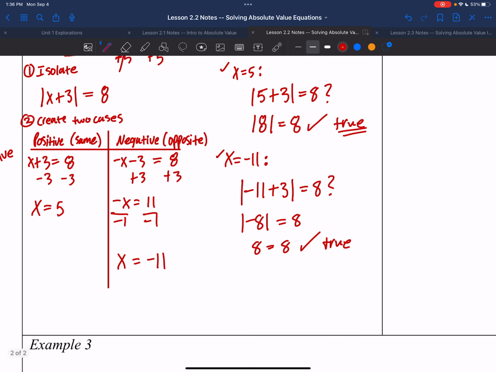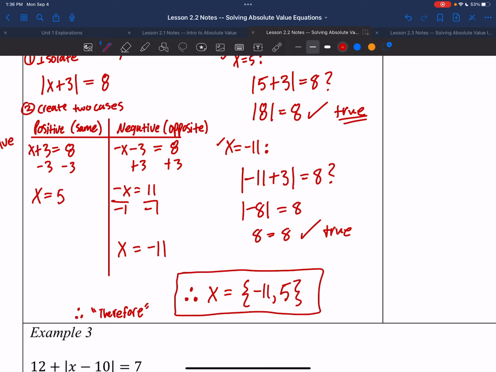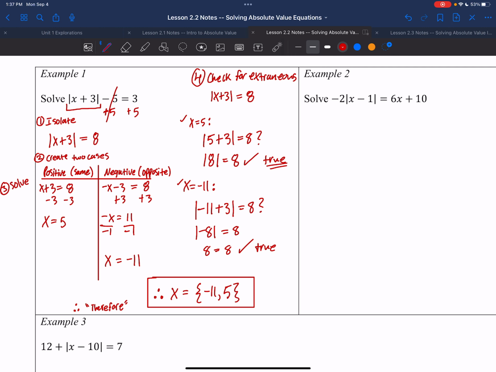And now I'm going to introduce a little bit of notation for you, because I've done all my work, and I want to finalize my answer. You'll find that Mr. Spake loves to write these three little dots. This means therefore. This is just a Mr. Spake thing. I say therefore. Those three dots mean therefore, my solution is x equals what set of numbers? Well, I had negative 11 and I had 5. I'm going to box that and call it a day. That's my answer. Nice. And that's all four steps in action.